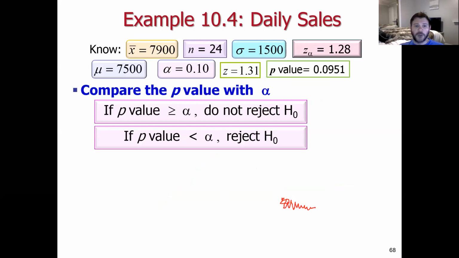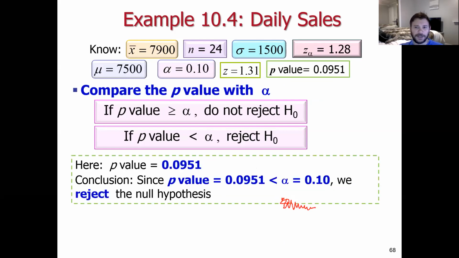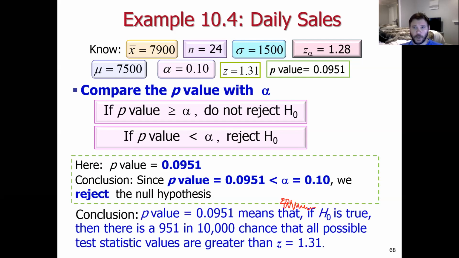But if p is smaller than alpha, then we can go ahead and reject the null hypothesis, because that must mean we are in the rejection region, as we saw in the previous diagram. So the conclusion here is, because the p-value of 9.51% is smaller than our significance level of 10%, we are able to reject that null hypothesis, and we can conclude here that there is, in some sense, a 9.51% chance of observing a test statistic that is more extreme than our test statistic of 1.31.